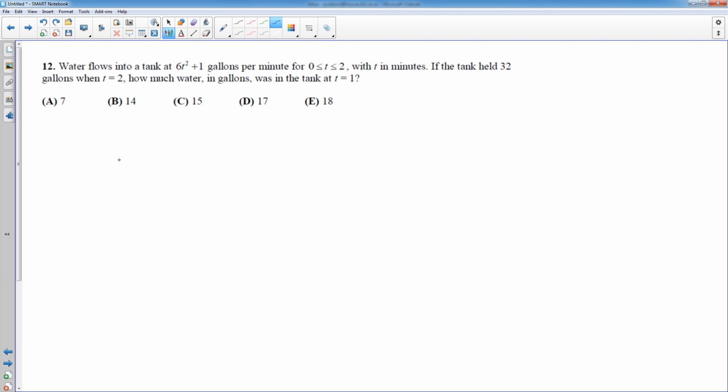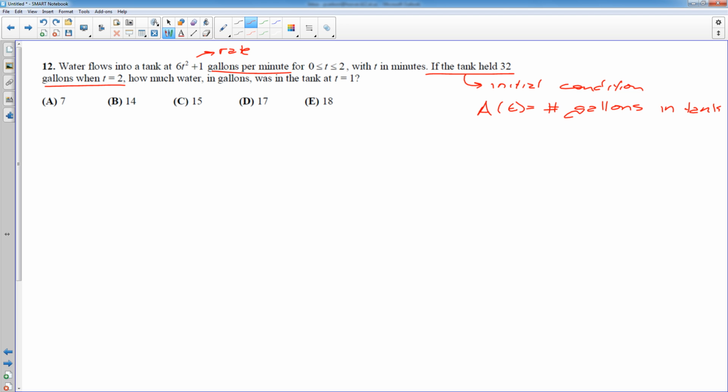12. Let's see, water flows into a tank. Gallons per minute is a rate, so pay attention to units. So this function is a rate. If the tank held 32 gallons at t equals 2, okay, that is an initial condition. What we have here is an initial condition. They didn't give you any names for these functions. I'm going to say A of t is the number of gallons in the tank. I'm just going to define that myself.